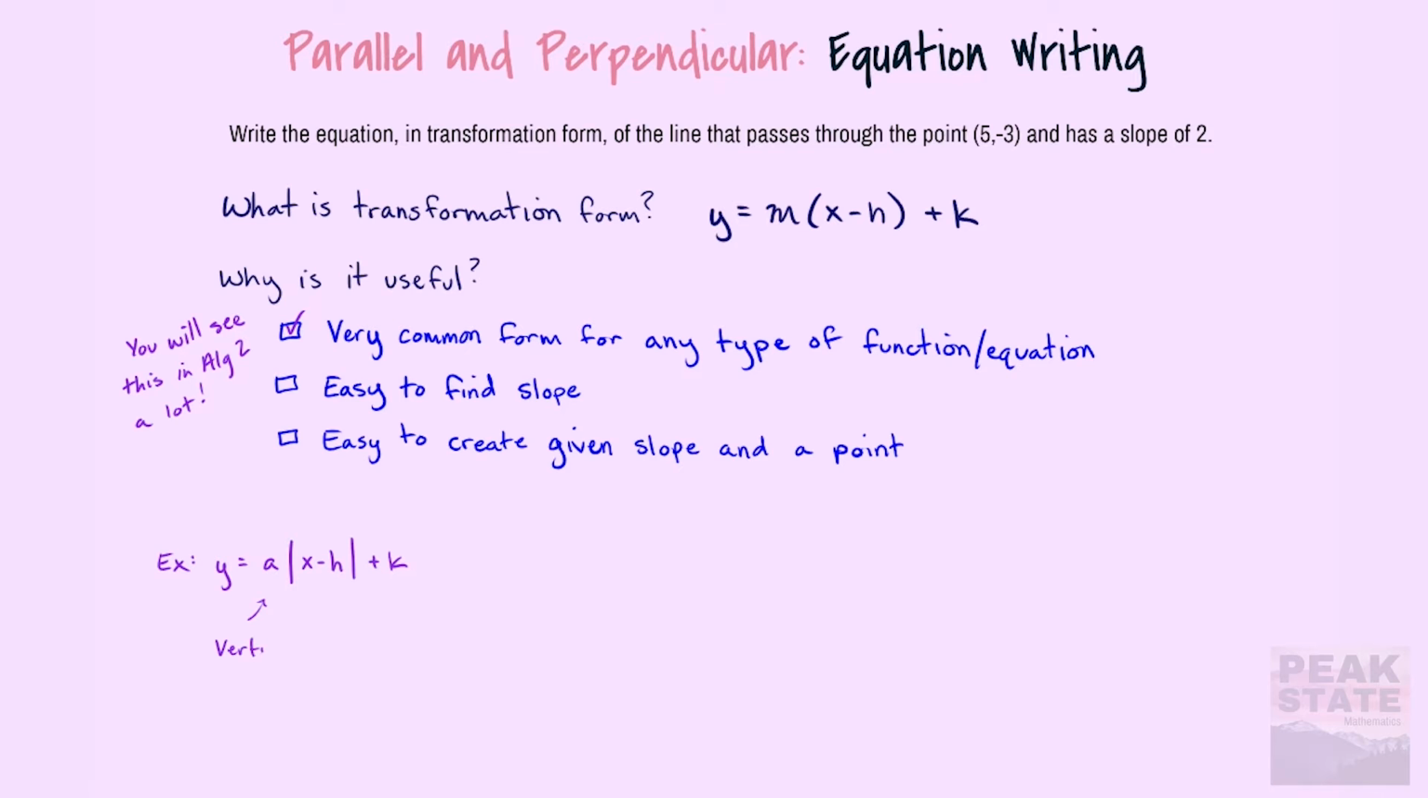So here's an example you might see in algebra 2 just to show you how common this might be. Absolute value equation here. That a tells us the vertical stretch. The h tells us movements left and right, so that horizontal shift. And the plus k is going to tell us our vertical shift up and down.